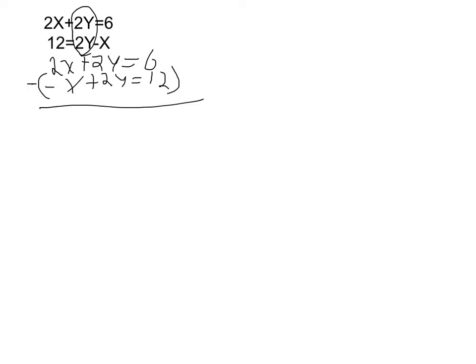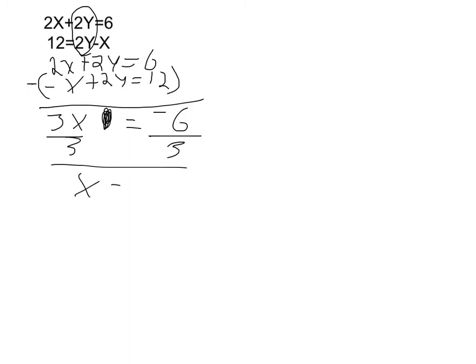So minus a negative is plus a positive, so we would get 3x, and the y is nothing, 3x equals negative 6. Now we divide both sides by 3 to get x by itself. So after we do that, it is x equals negative 2.